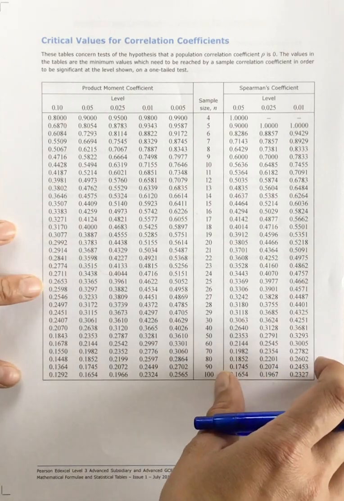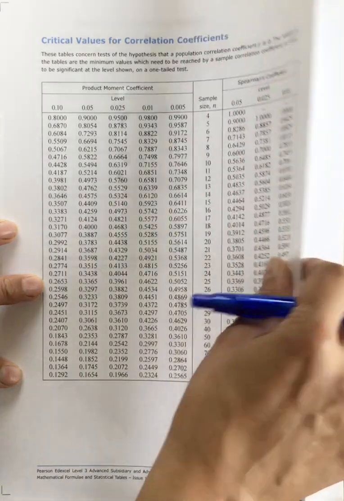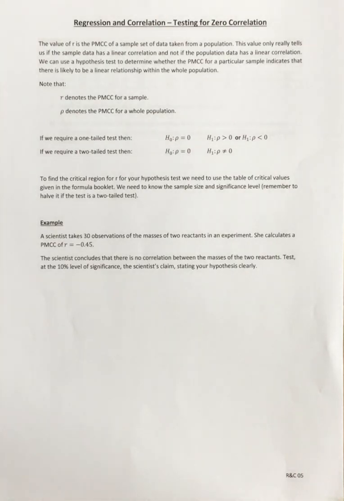Let's have a look at some examples of putting this into use. So we start off using the same notation as we did when we were hypothesis testing. This time we can use 2 different sets of notation: R for the PMCC of the sample and P for the PMCC of the whole population. Obviously, if we wanted to test correlation of the whole population, the best way to do it would be to collect data from the whole population, and then we would clearly see whether there's correlation or not from that PMCC.